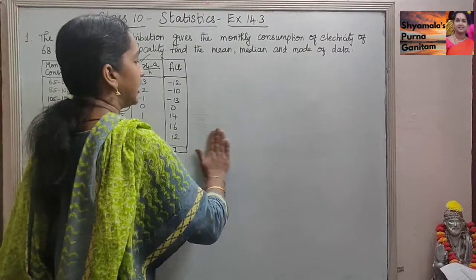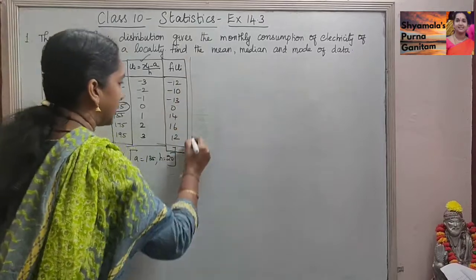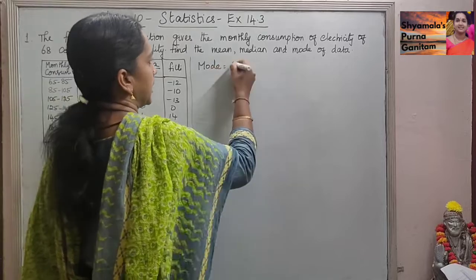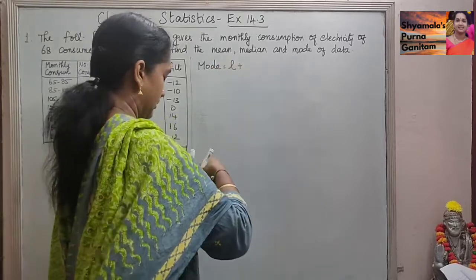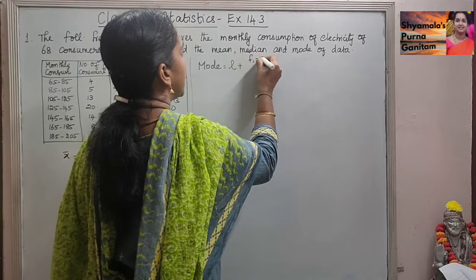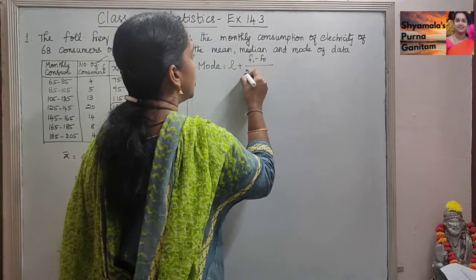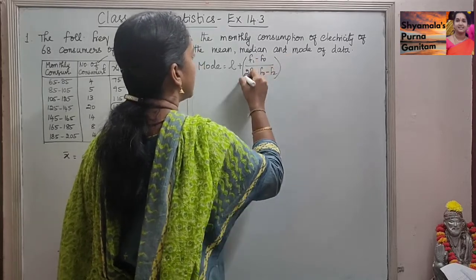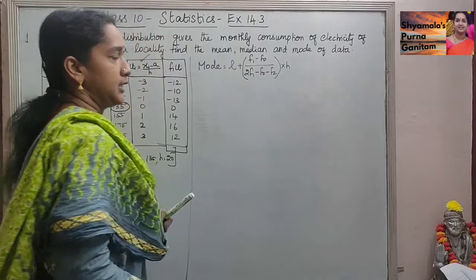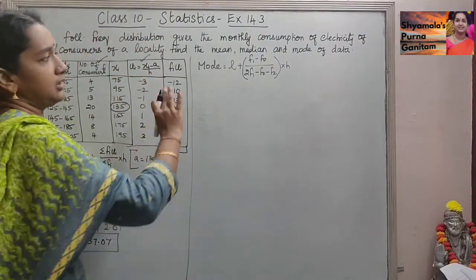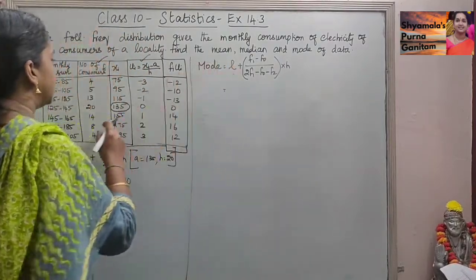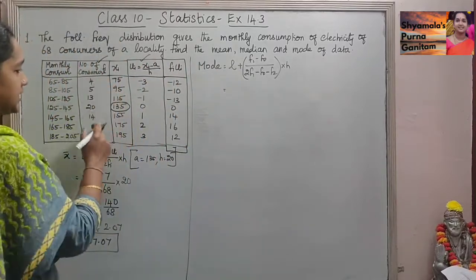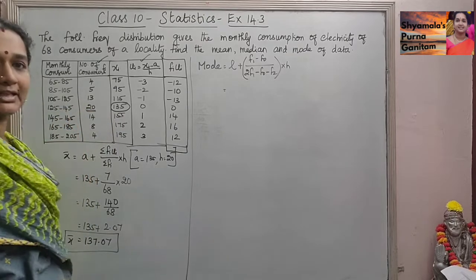Then, calculating the mode. Next, we will calculate the mode here. For calculating the mode, the formula is L plus F1 minus F0 by 2F1 minus F0 minus F2 into H. If we know the formula and this information, we will substitute it. L is the lower limit. First we will calculate the modal class. The maximum frequency here is 20 only.